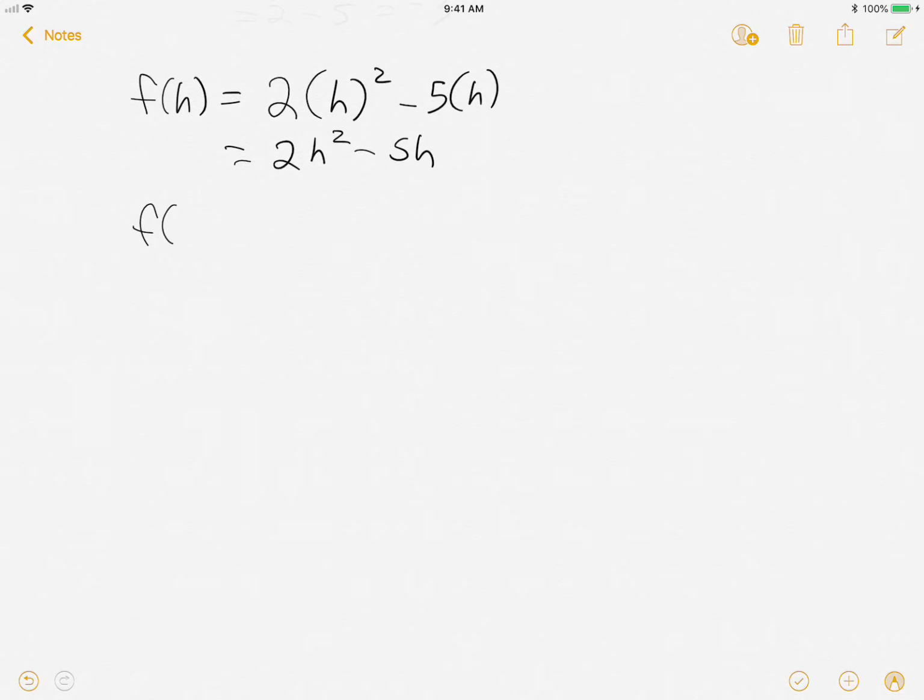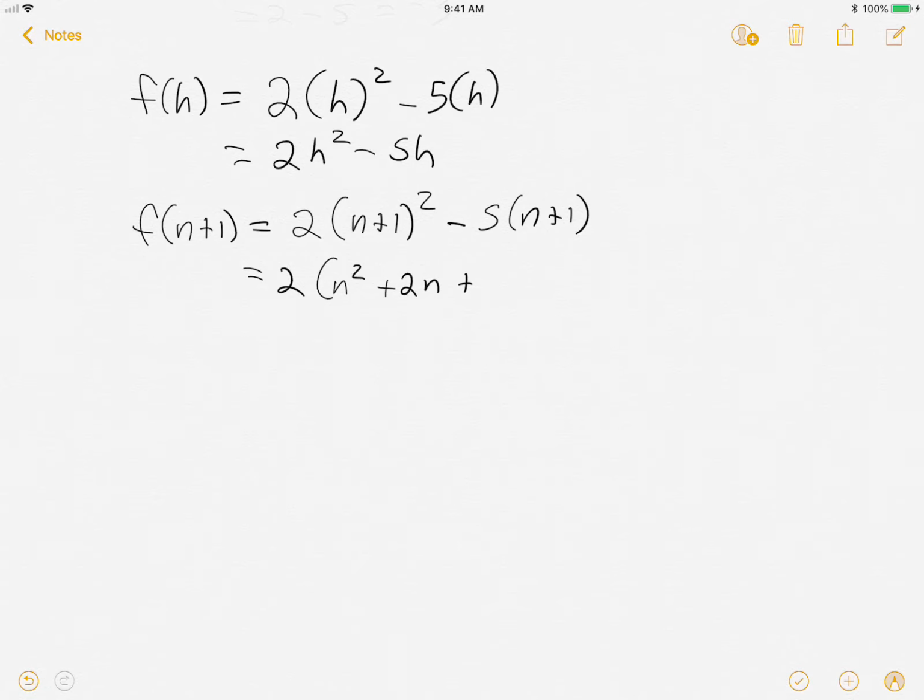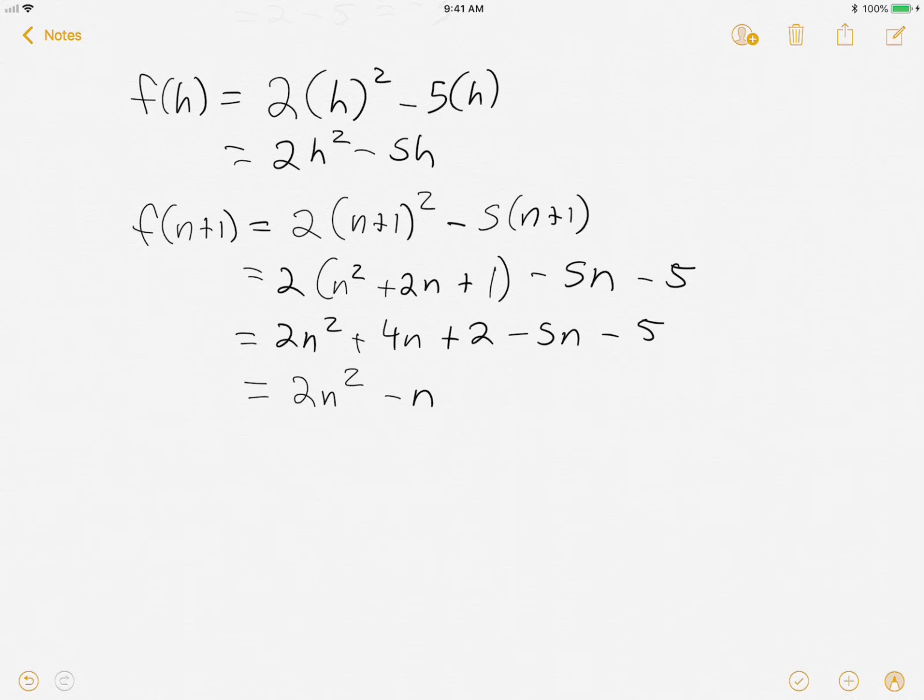What about f of n plus 1? That's 2 times n plus 1 squared minus 5 times n plus 1. Multiplying that out, that's going to be 2 times n squared plus 2n plus 1, minus 5n minus 5. 2n squared plus 4n plus 2 minus 5n minus 5. Simplifying, 2n squared minus n minus 3. Okay?